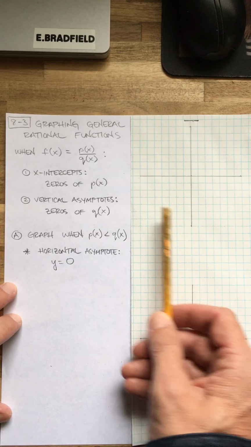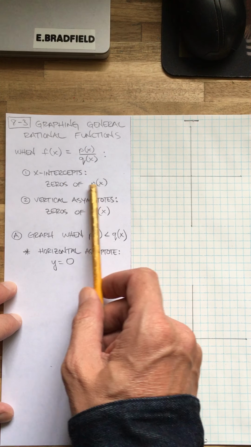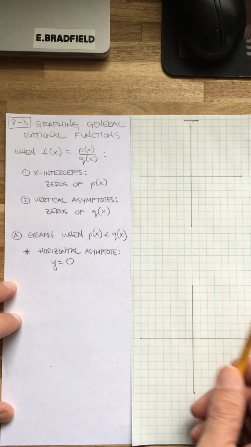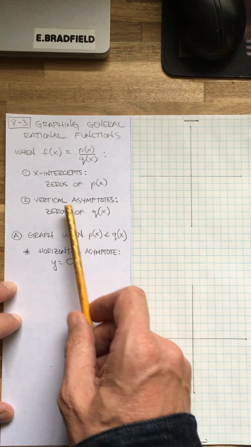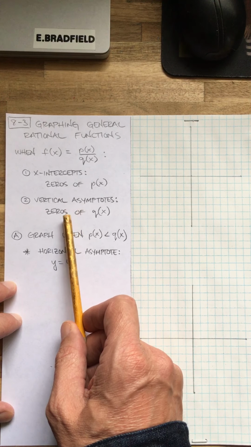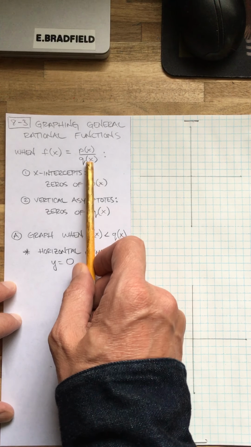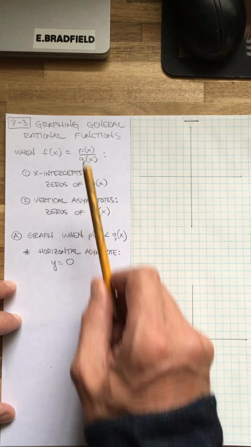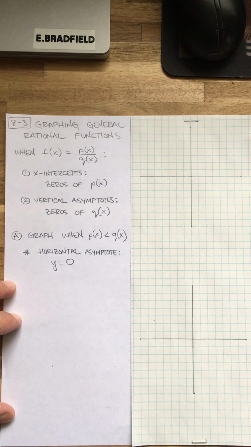For every single case, your x-intercepts will always be the zeros of P of x, the zeros of the numerator. And the vertical asymptotes will always be the zeros of Q of x, the denominator. Every single time for each example I'm going to do. We're going to do three examples, A, B, and C, so this applies to each example that I'm about to do.